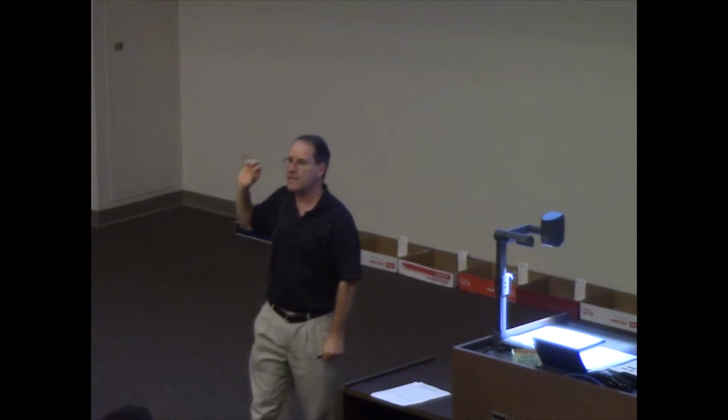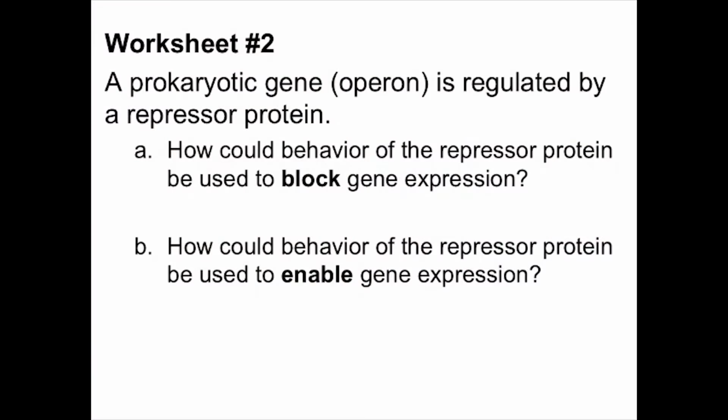For worksheet number 2, we're working on an example where we're assuming that this operon is regulated by a repressor. Okay, so we have a repressor protein that can regulate expression of this gene. For the first part, I want you to describe, how would a repressor actually function? How would it act to turn off expression? How does it actually work?